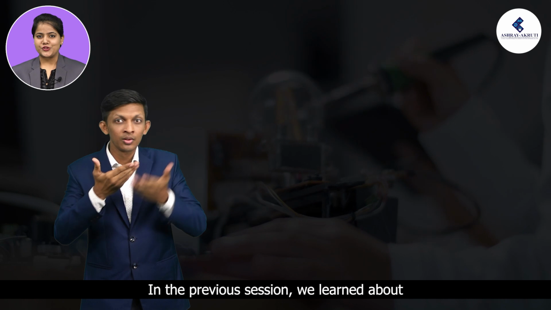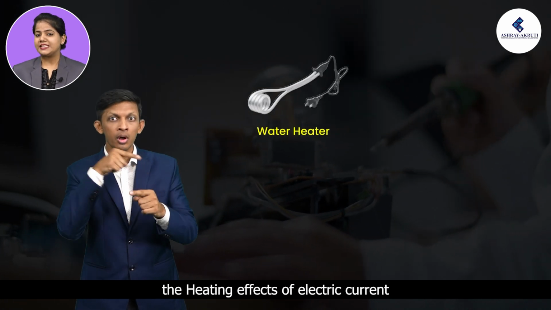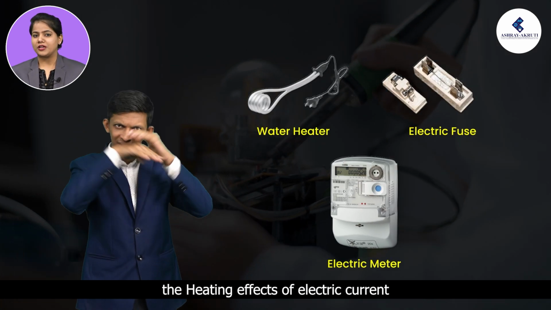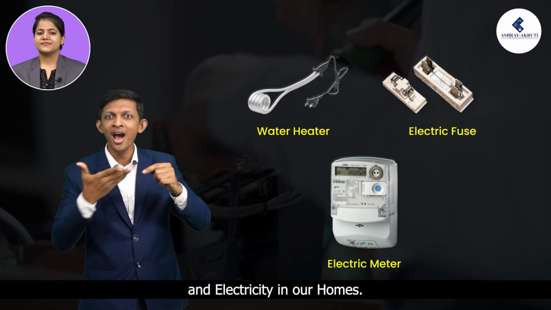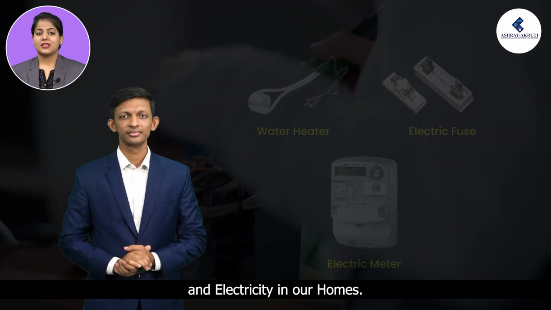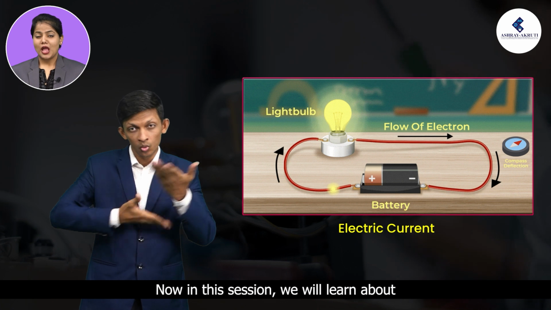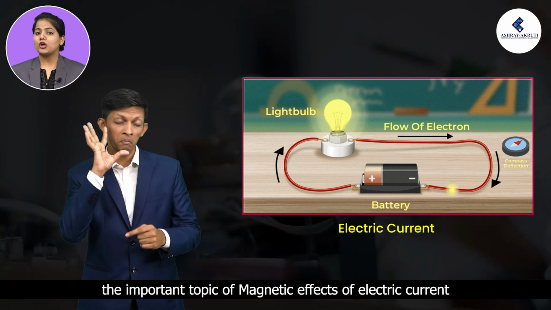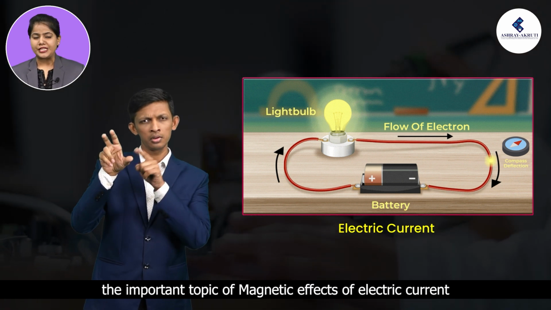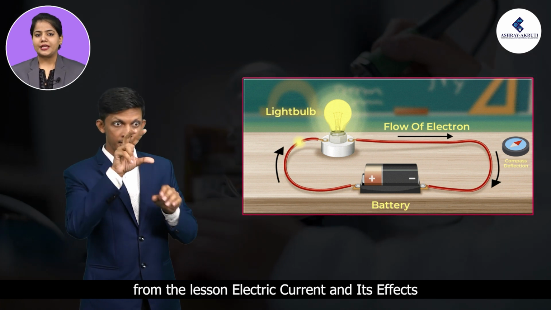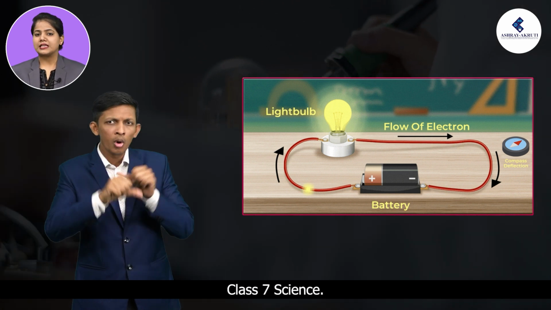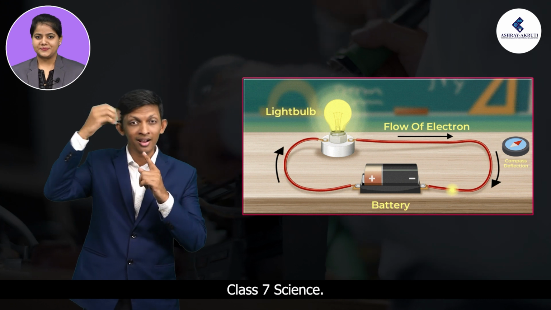In the previous session, we learned about the heating effects of electric current and electricity in our homes. Now in this session, we will learn about the important topic of magnetic effects of electric current from the lesson Electric Current and its Effect, Class 7th Science.